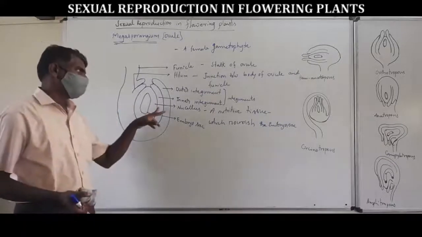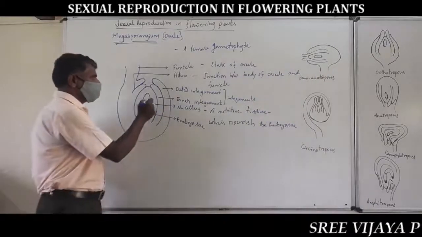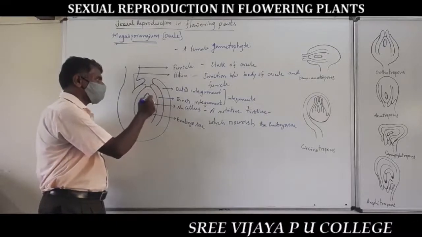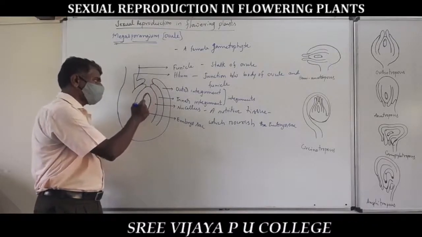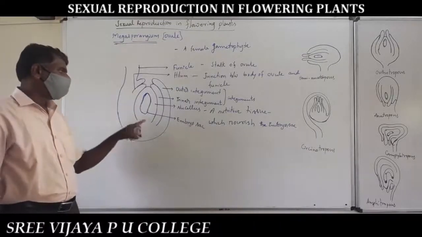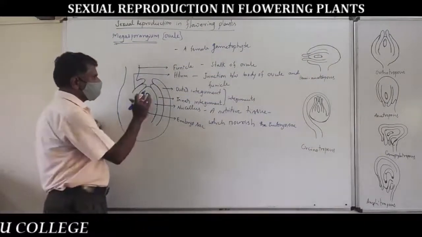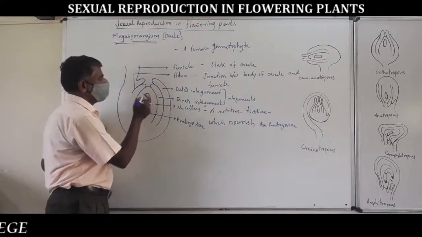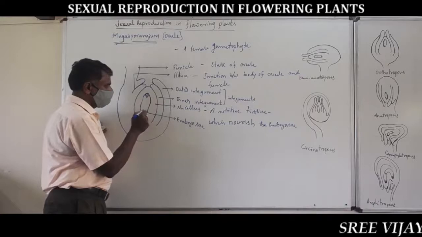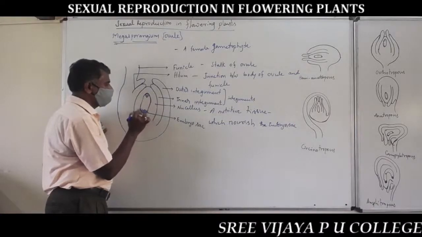So here, just below the integuments there is presence of nucellus. Inside the nucellus there is presence of the embryo sac. So it is the embryo sac where the embryo is developed. Inside the embryo sac, there is presence of 7 cells.